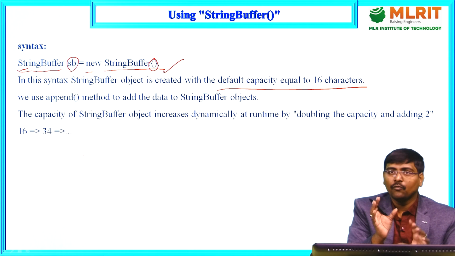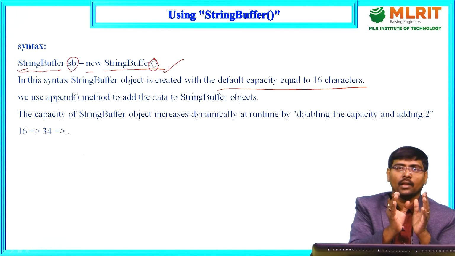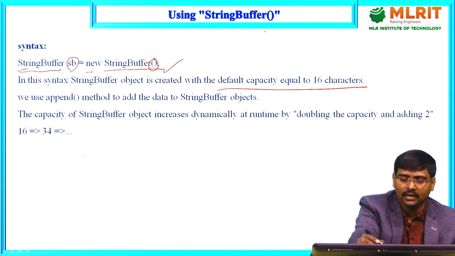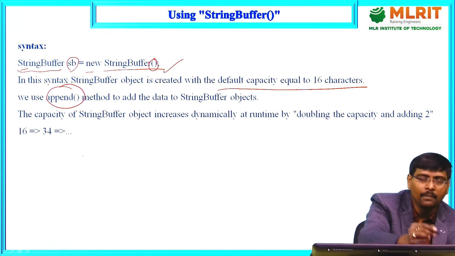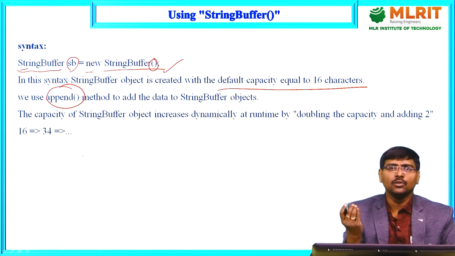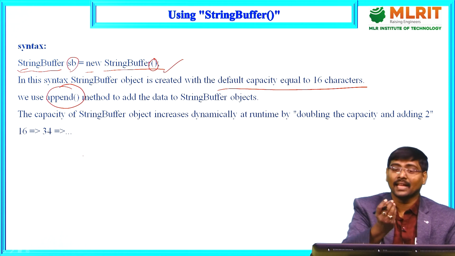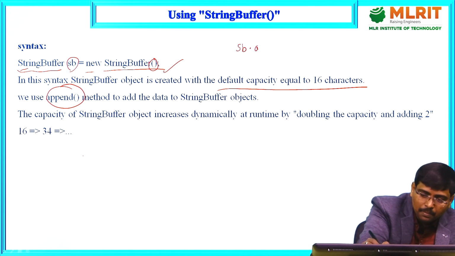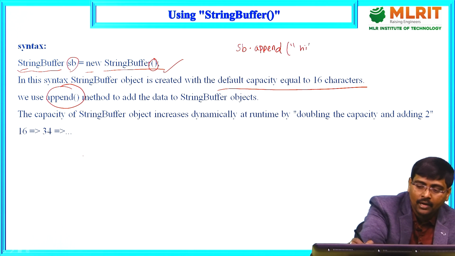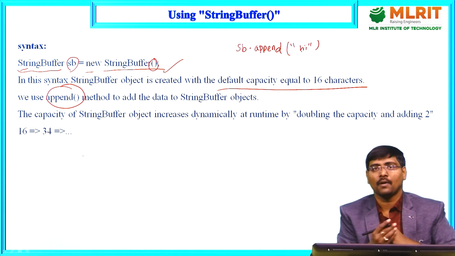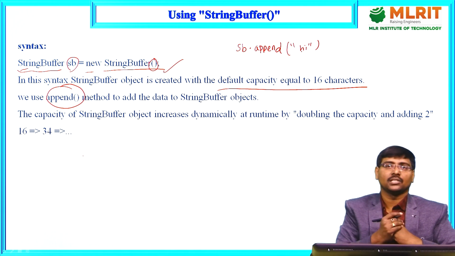Now, after creating the buffer, we can add contents into the buffer. How to add the content? We have the append method. We know append is the method which is used to add the data at the end. So, here simply you write sb.append("hi"). Now, hi is added to the existing buffer.